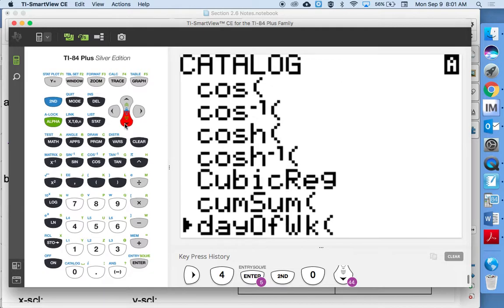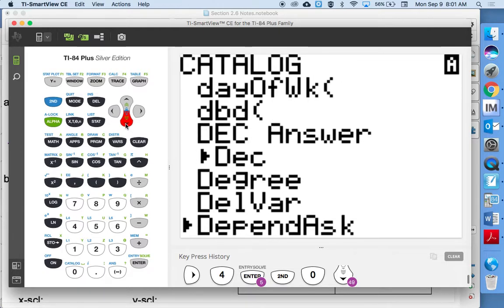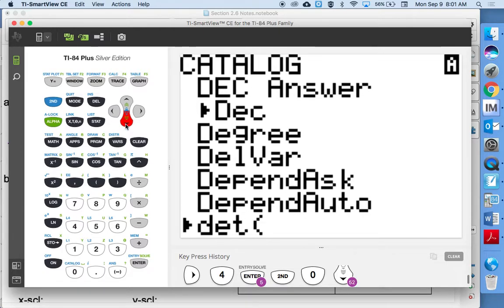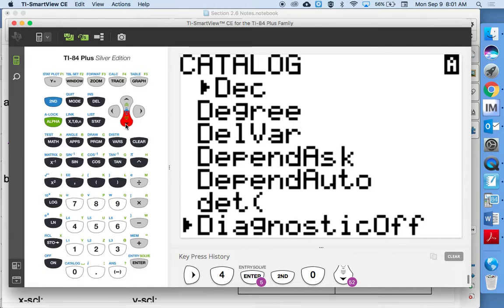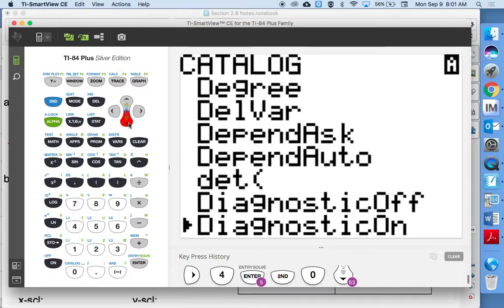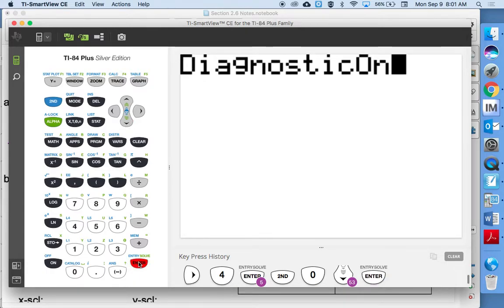And you're looking again, it should say diagnostic on. So there's one that says off, obviously it turns it off. There's one that says on, which turns it on. And then you need to hit enter and enter one more time. And when it says done, then we should have the R in the calculator.